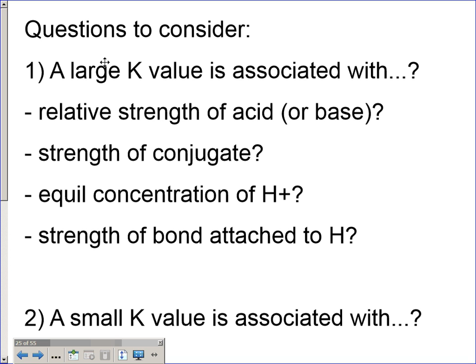Okay. All right, guys, back with me. AJ, what's a large K value mean? For the relative strength of an acid, it means that it is stronger. Stronger acid. What does it mean about the strength of conjugate base, Courtney? Weaker. Weaker. And what's it mean about the equilibrium concentration of the H plus, Emma? Higher. Okay, or like 100% hopefully, or percentage-wise. And then strength of the bond attached to H, Levi? Weak. Awesome.